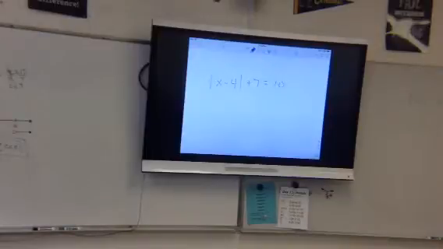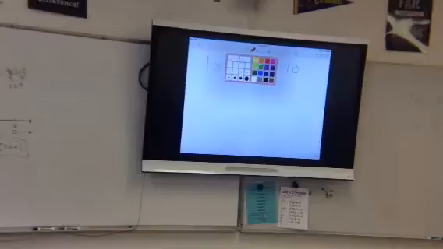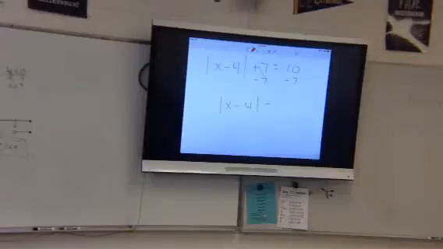All right, Maddie, what's the first step that you should do on this particular problem? You should subtract the 7 from both sides. Good. So the absolute value of x minus 4 equals 3. Okay. Link, what do we do now? I turned it into the two problems. I did x minus 4 equals negative 3 and x minus 4 equals 3. Very good. So we've got the positive and the negative equation.